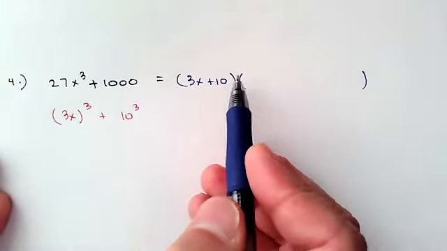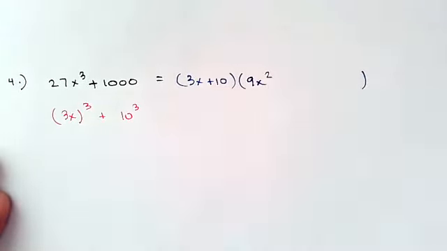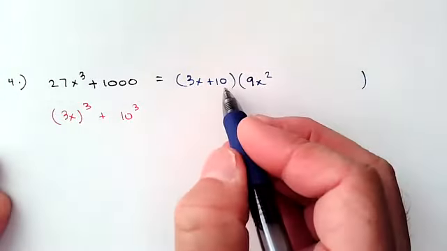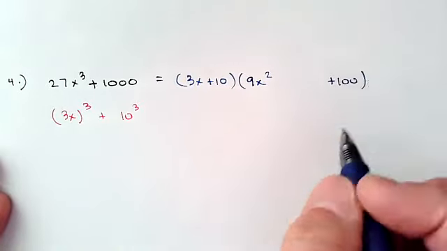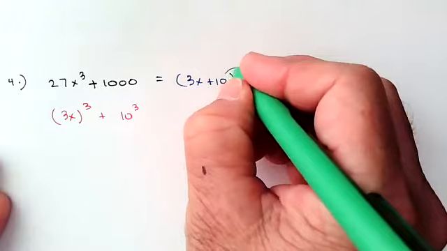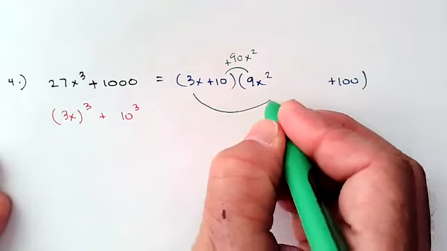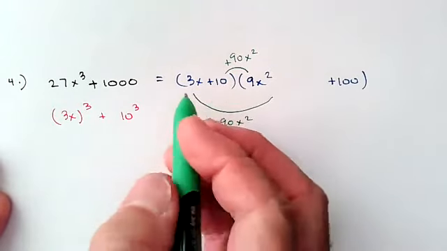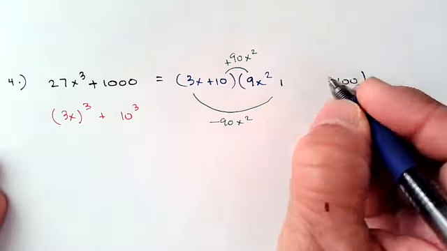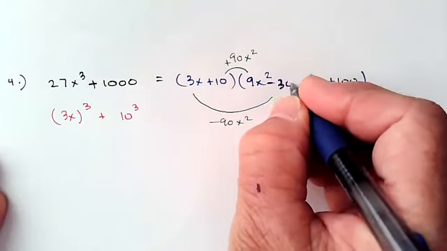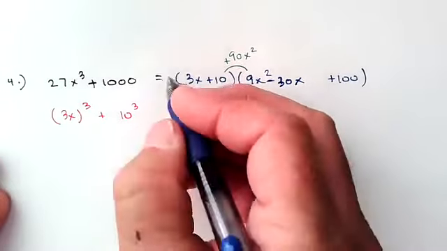One more time, 3x times what gets me to 27x cubed? That has to be 9x squared. 10 times what gets me to 1,000? That is positive 100. And here I have positive 90x squared, so I want to see a negative 90x squared, which is what I would get if I multiplied 3x by minus 30x. That gives me negative 90x squared.